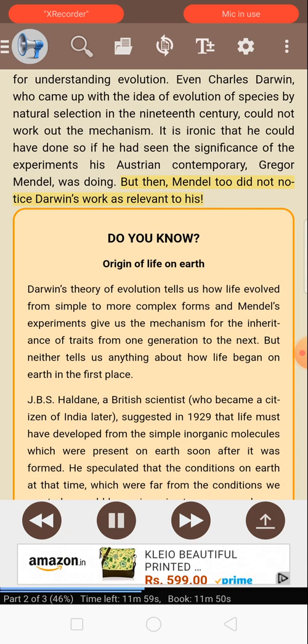But then, Mendel too did not notice Darwin's work as relevant to his. Do you know the origin of life on Earth? Darwin's theory of evolution tells us how life evolved from simple to more complex forms, and Mendel's experiments give us the mechanism for the inheritance of traits from one generation to the next. But neither tells us anything about how life began on Earth in the first place.